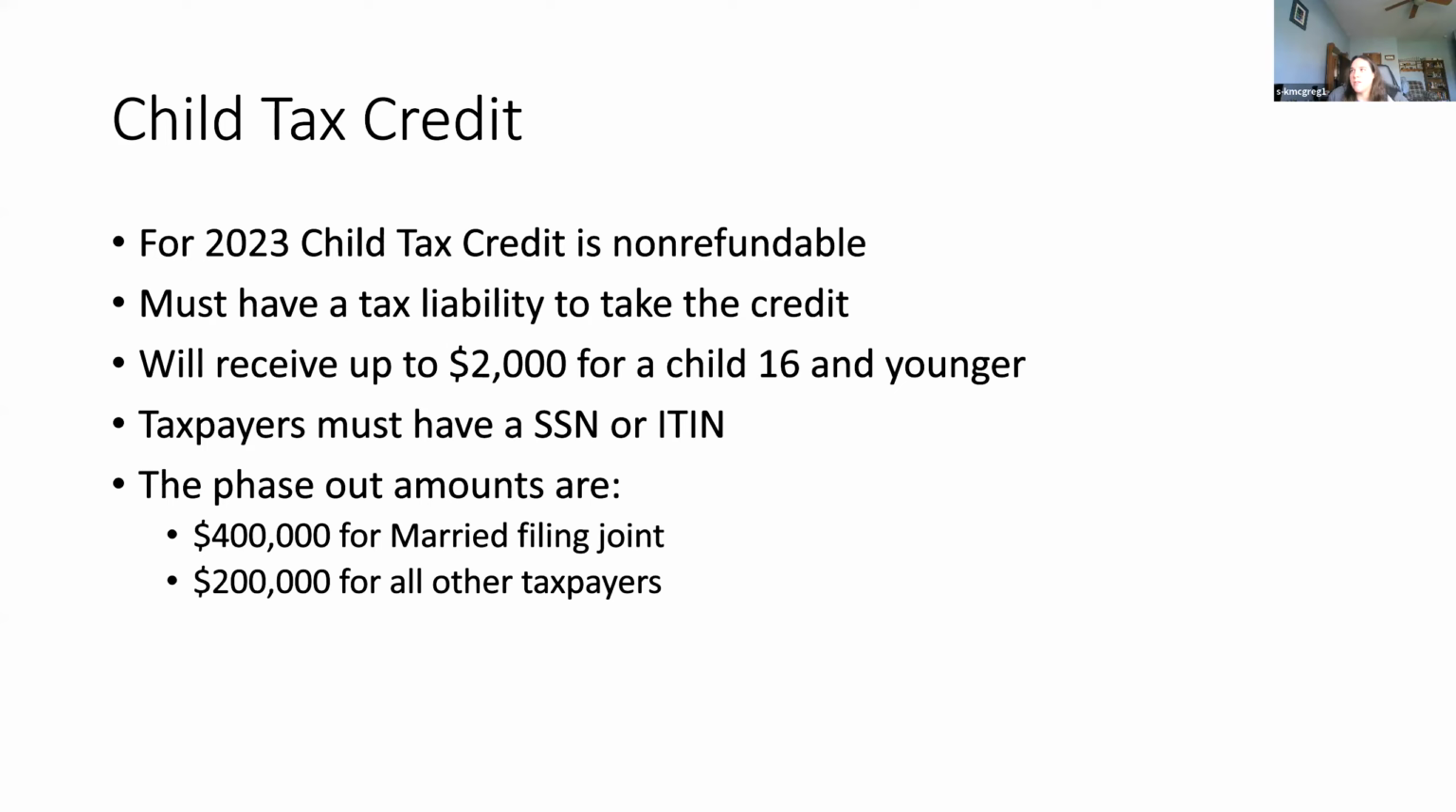As a taxpayer, you must have a Social Security number or an ITIN number. And we wouldn't generally get any of these people, but if they're married, they can't make more than $400,000, and if they're single, they can't make more than $200,000. We would not see any of these people, but just in case, those people can't get the child tax credit either. Their income is way too high.